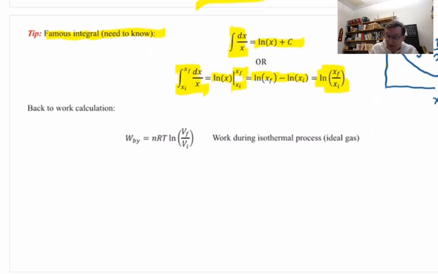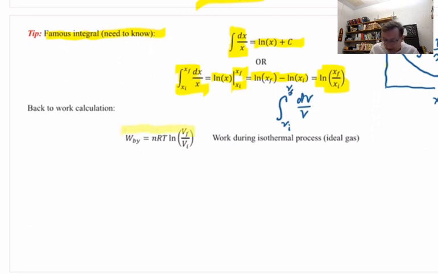Because that's the integral we have. I mean, the symbol is V. Our integral is dV over V, from V initial to V final. But who cares whether the symbol is called V or x? So now, here's our result then.